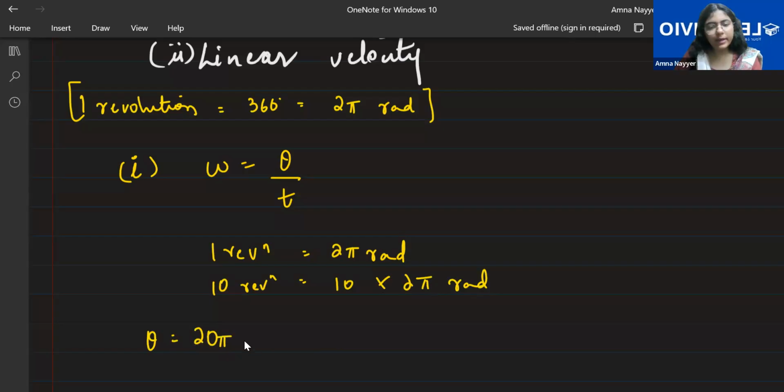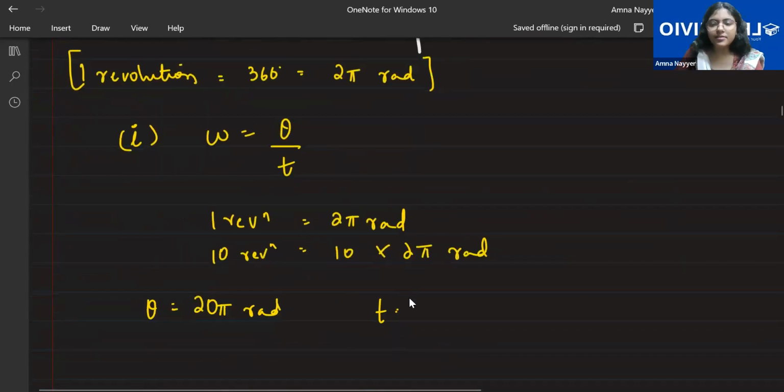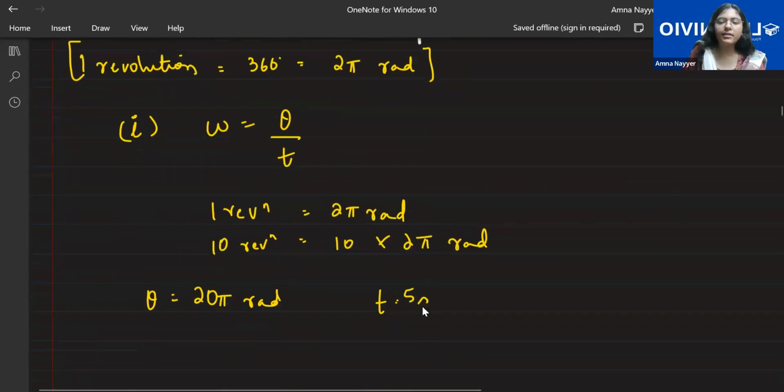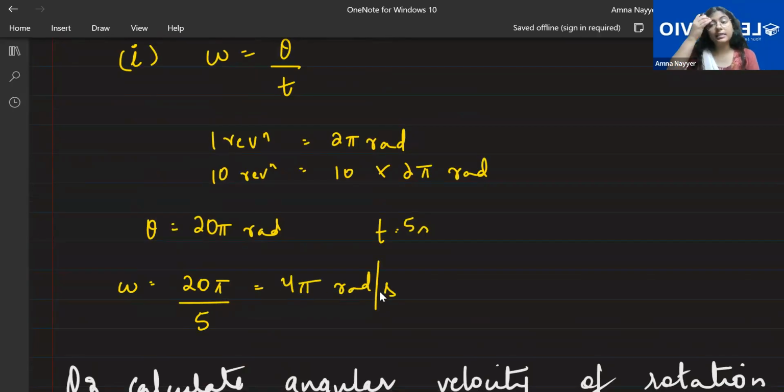Theta will be 20 pi radian and time is given as 5 seconds. So we will get the value of omega. Omega will come out to be 20 pi divided by 5, which is 4 pi radian per second. This is the answer. Now coming to the velocity.